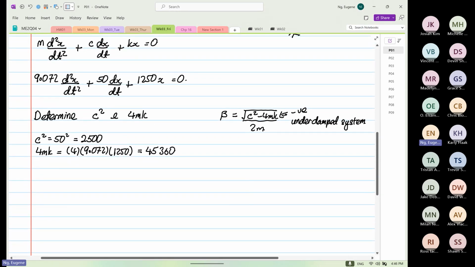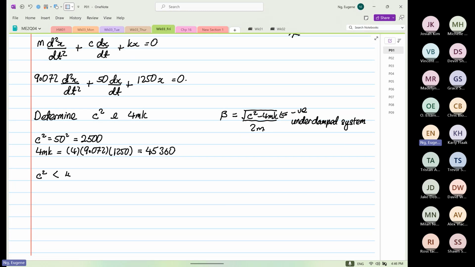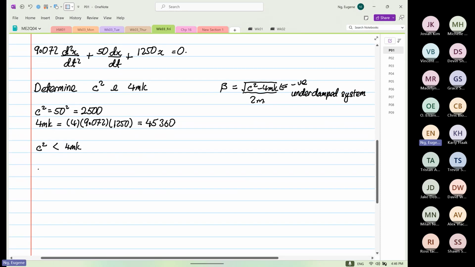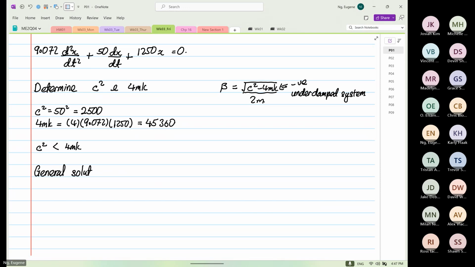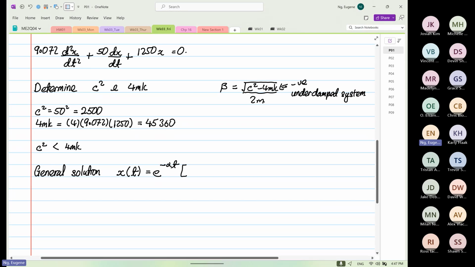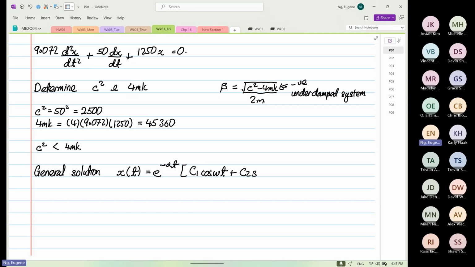Right. So we just show that what? We're just saying that c squared is less than 4mk. So we just realized that this term will become negative, yes or no? So we immediately know that the general solution will be given as x as a function of time, e to the minus alpha t, c1 cos omega t plus c2 sine omega t. Okay.